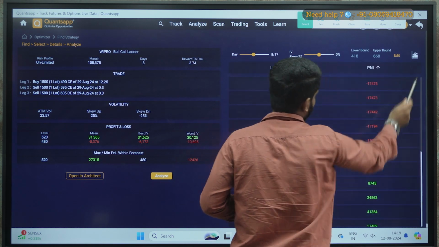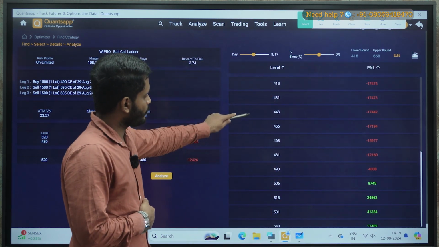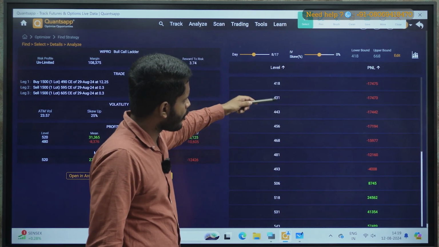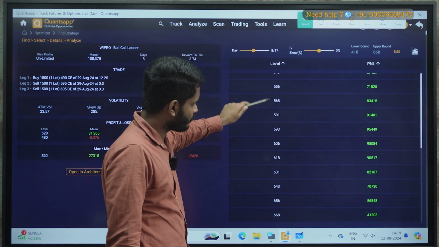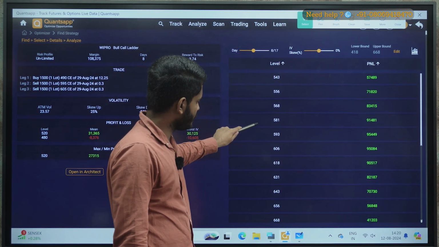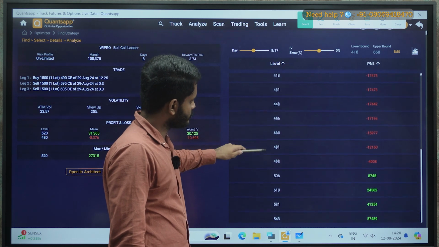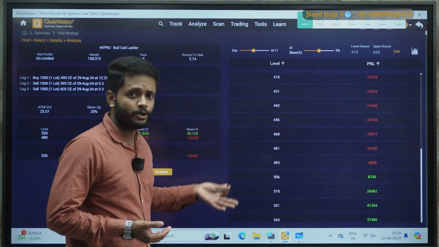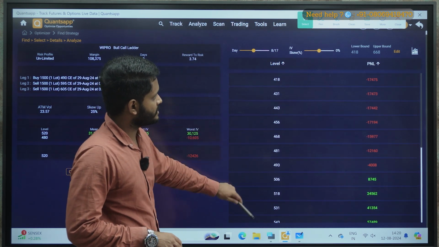Now here you have the P&L table. So if Wipro expires at these levels, your maximum loss, I would say, is locked to 17,400 and your maximum profit is approximately 41,000, or you can say 70,000. So at which levels, if Wipro expires at say XYZ levels, what will be your profit or what will be your stop losses, everything you will be getting.